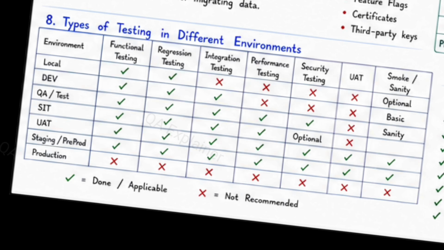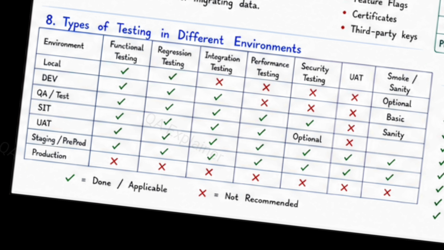So here we have the types of testing in different environments. Functional testing, we do in local, dev, QA, SDET, UAT, and staging environments, but we do not do any kind of testing in the production environment. Regression testing, we also do in all environments except production. Integration testing, we do not do in local and production environments. From dev through staging, we do integration testing.